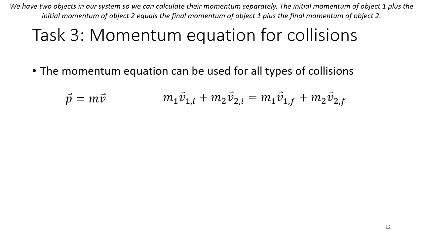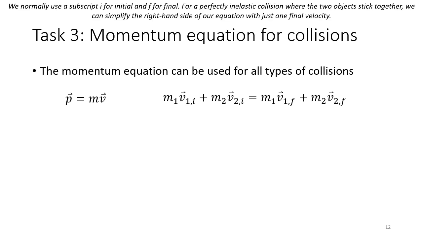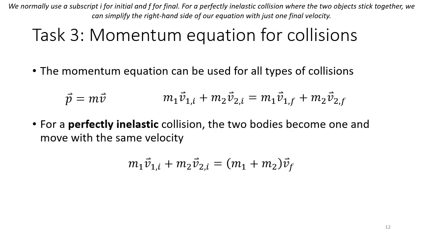We have 2 objects in our system, so we can calculate their momentum separately. The initial momentum of object 1 plus the initial momentum of object 2 equals the final momentum of object 1 plus the final momentum of object 2. We normally use a subscript i for initial and f for final. For a perfectly inelastic collision where the 2 objects stick together, we can simplify the right-hand side of our equation with just one final velocity.